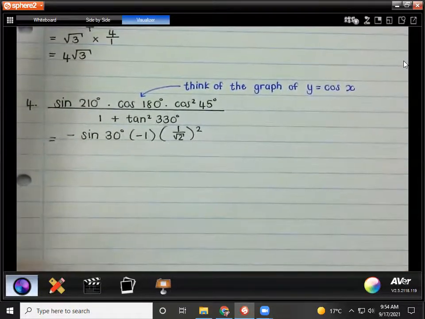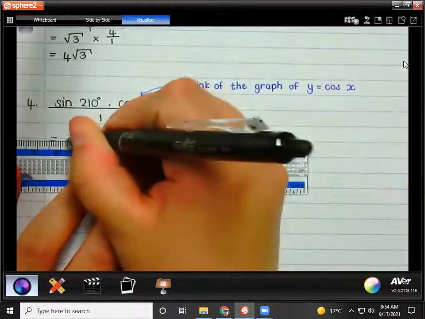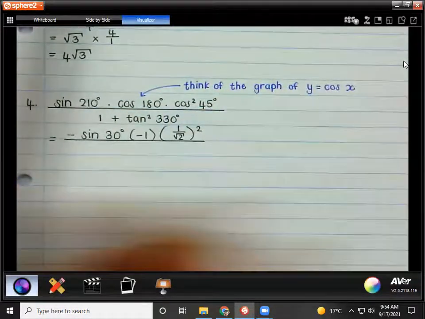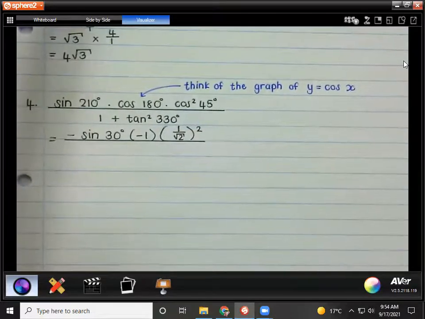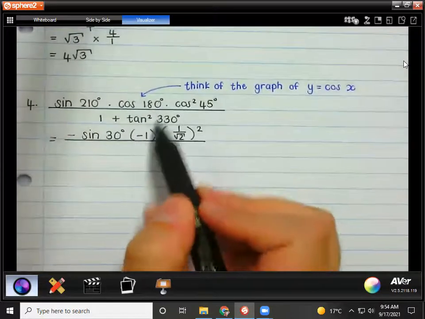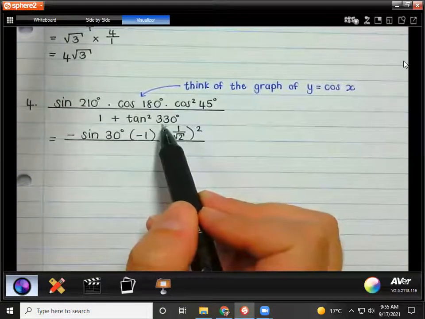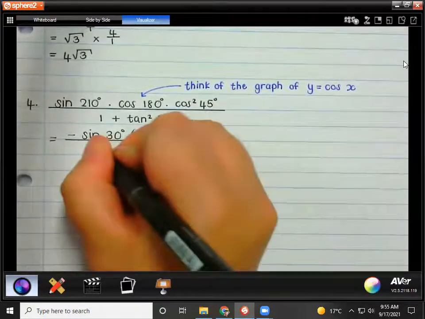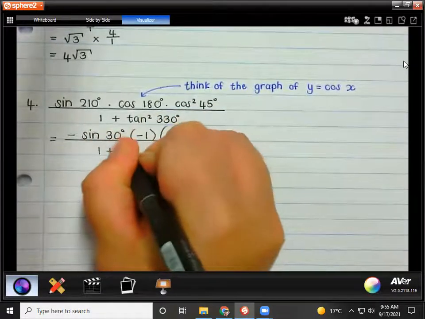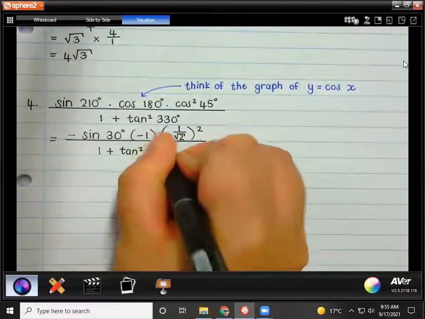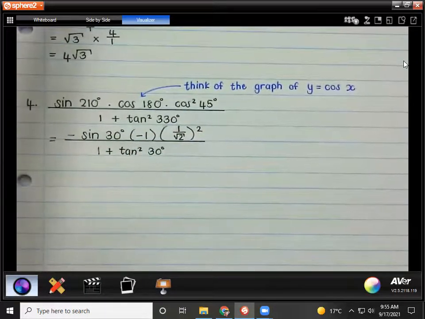Okay. At the bottom, we have 1 plus tan squared 330. Guys, it's tan squared. So do I even have to worry about whether it's positive or negative? No. I just need to know what the acute angle is going to be. All right. So 330 is the same as 360 minus 30. So this is going to become 1 plus tan squared 30. Okay, we're not worried about whether it's positive or negative. It is actually negative in the fourth quadrant, but the negative will go away when we square it. So we don't have to worry about that.